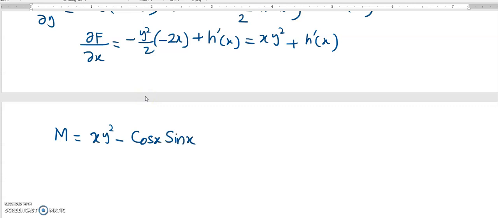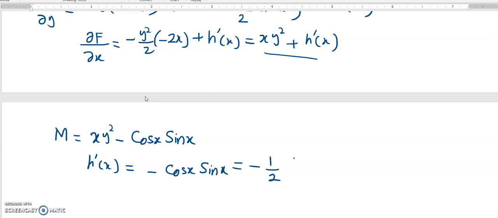Okay, so by the comparison of this value with function M, we can find that h prime of x is equal to minus cosine x sine x. So in this case we can write it like minus 1 by 2 sine 2x, because sine 2x is equal to 2 sine x cosine x, so it will be minus 1 by 2 sine 2x. So now we can integrate it with respect to x to find h of x.